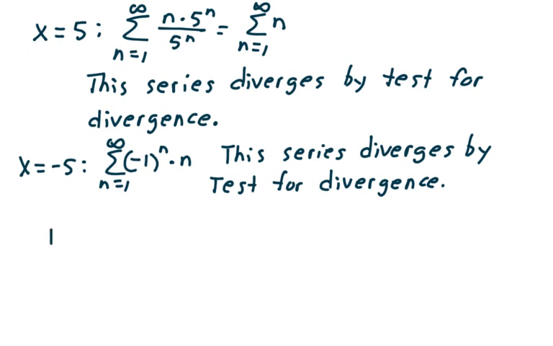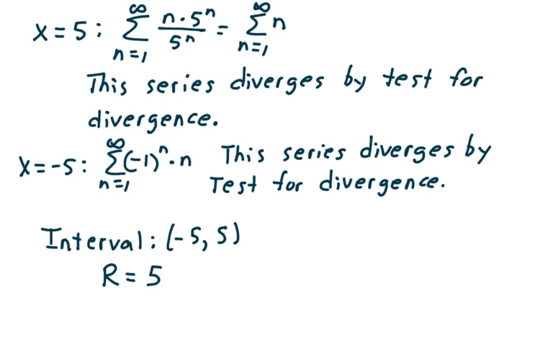And so, what's my interval of convergence? Well, my interval is -5 to 5. My radius is just 5. And that's how you do problem 1. Let's take a look at problem 2.